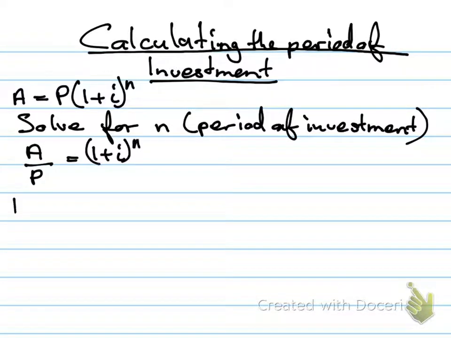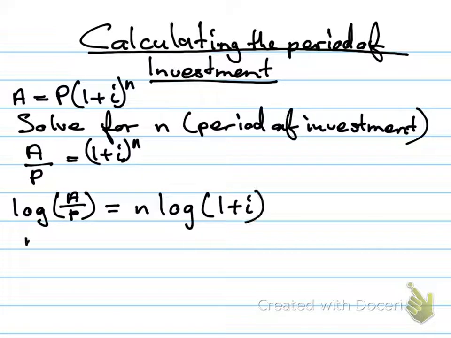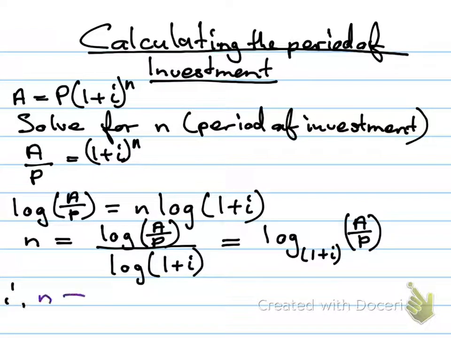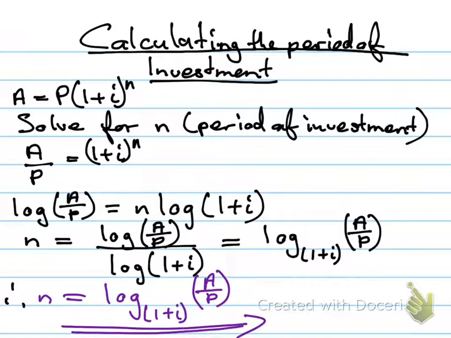So you are going to solve for n, which is the period. Once you get to solving for n, you have to use logarithms. And remember our lesson on laws of logarithms, which we introduced when we were doing exponential functions. So n will be equal to log of A over P to base 1 plus the interest rate. Please make sure you remember this.